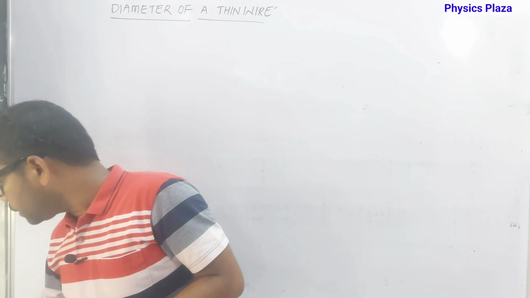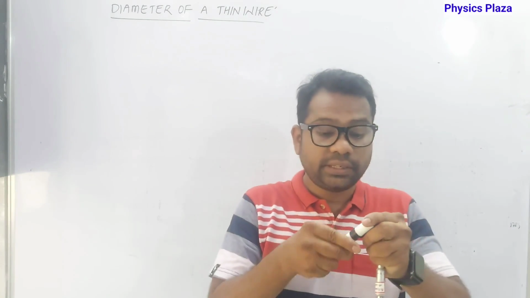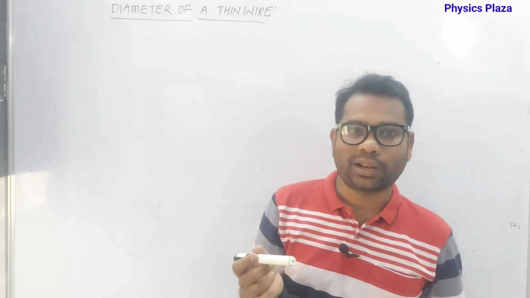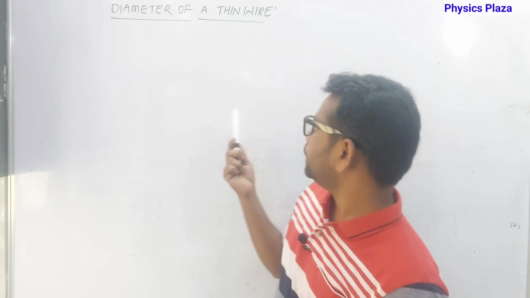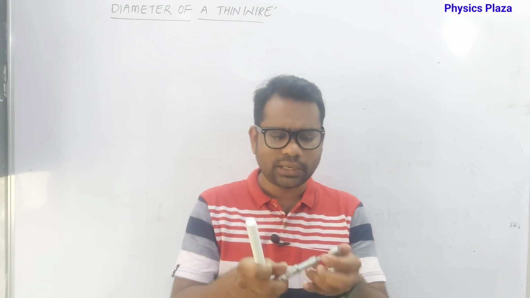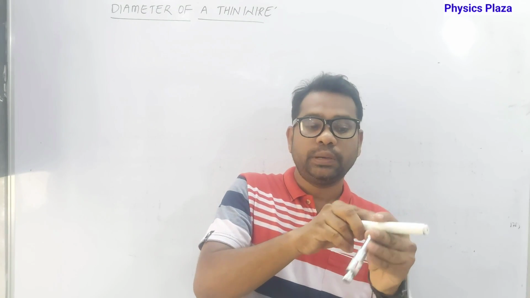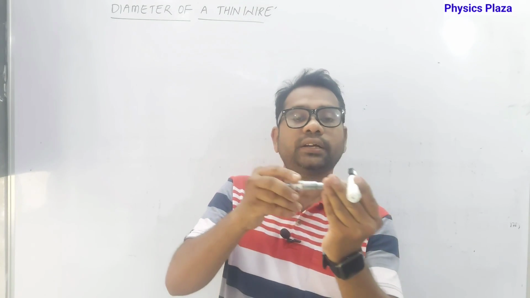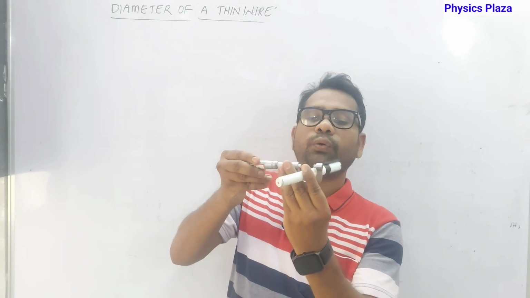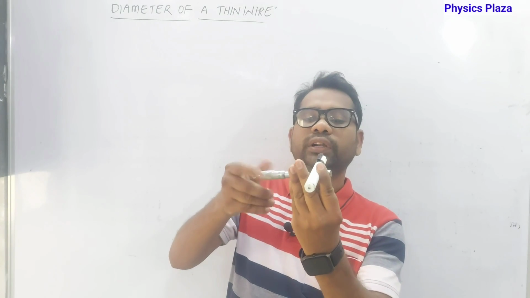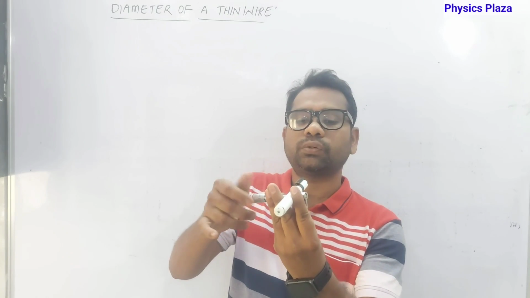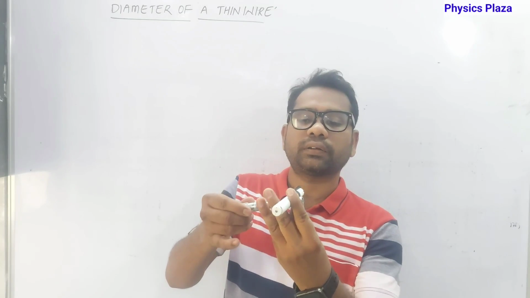Then, children, make sure that, for example, let us take this is a thin wire. It's not a thin wire, it's a marker only. Of course, why can't we calculate the diameter of this marker? Yes, we can calculate. So it should be placed in between the shaft and the screw, and let us rotate in a clockwise direction so as to hold the marker.